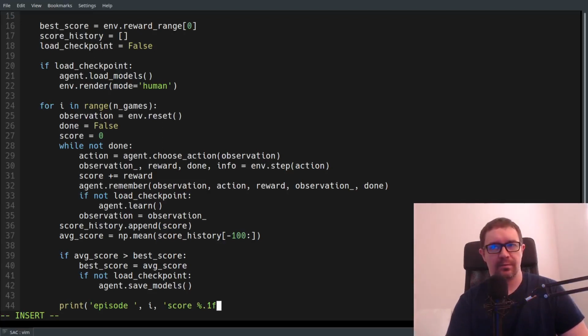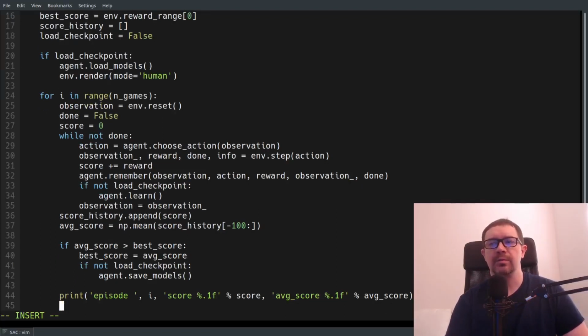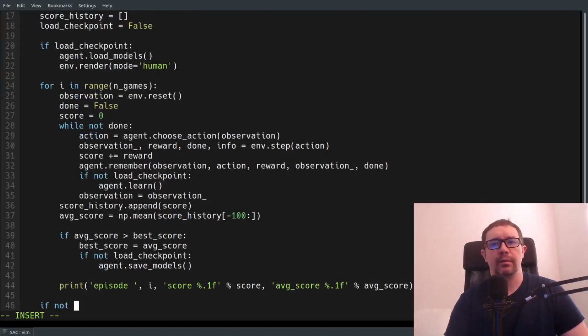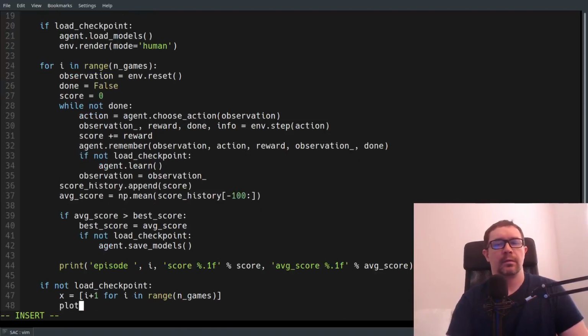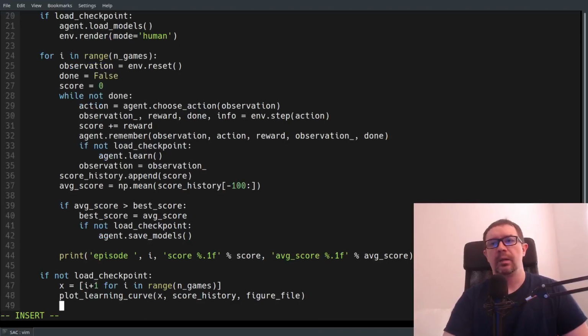Episode i, score percent on f, score, average score, average score. All right, so that'll print some basic debug information to the terminal. And then if we are not loading a checkpoint, then we want to go ahead and plot our learning curve, and games, and plot the score history.